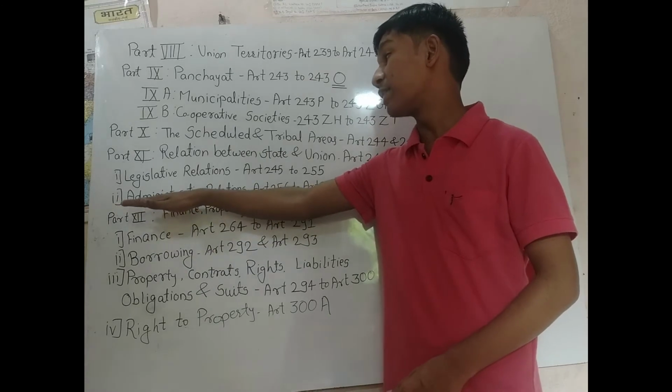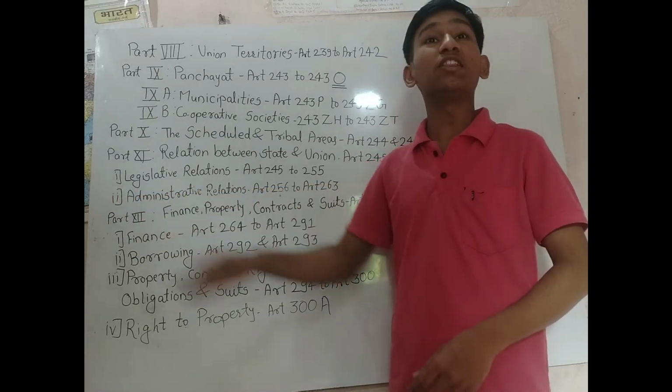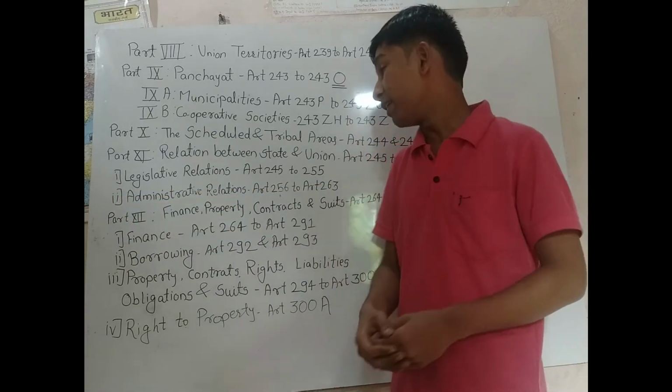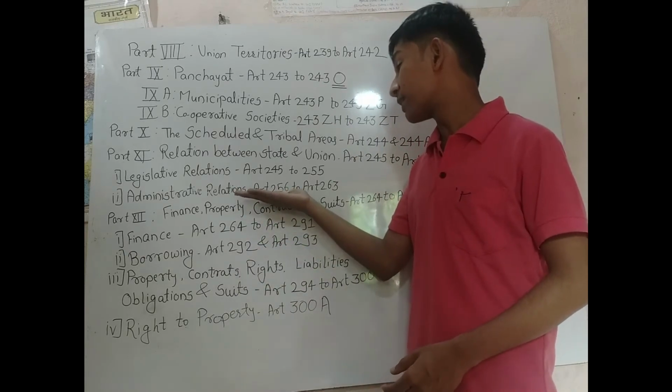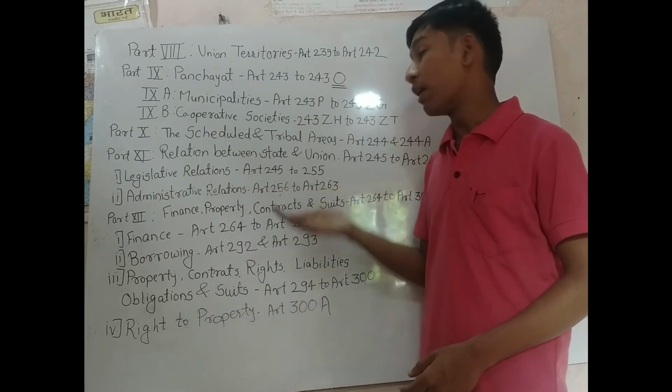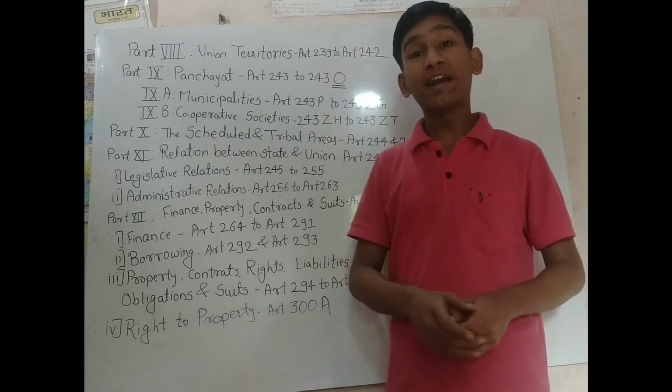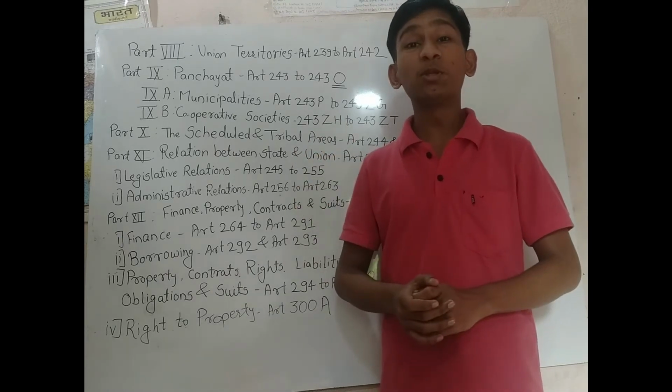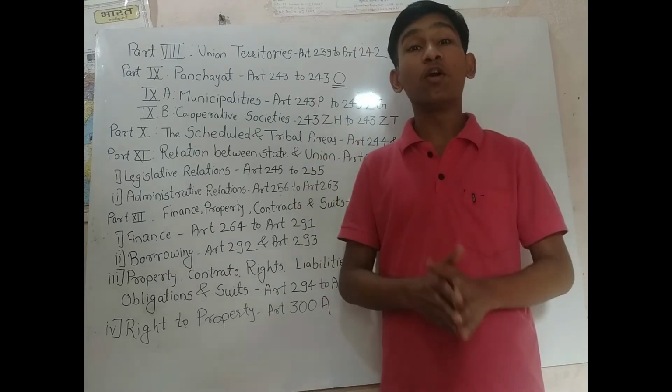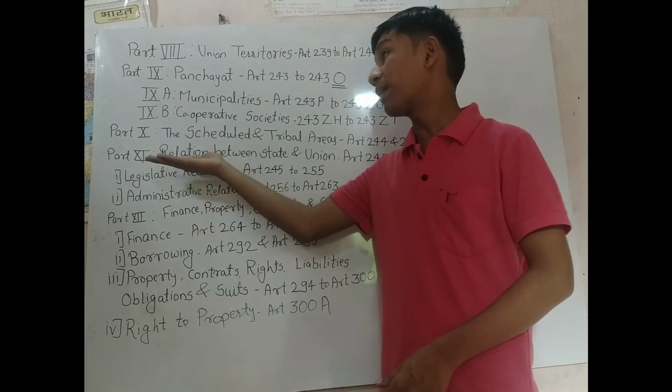And next, it is the administrative relations mentioned in chapter 2 of part 11, lying from Article 256 to Article 263. Every single piece of information regarding how they should coordinate with each other and how they should work, everything is mentioned in this part 11.